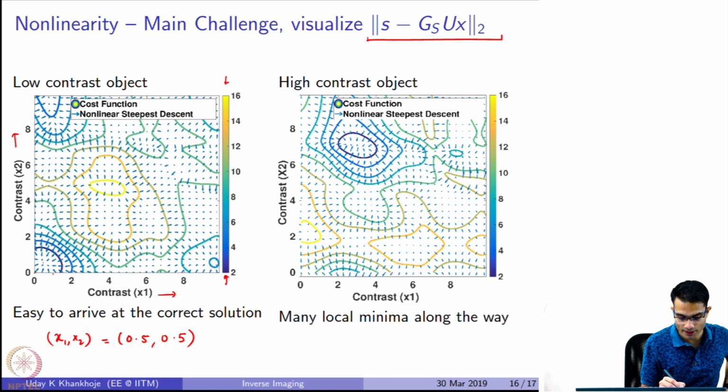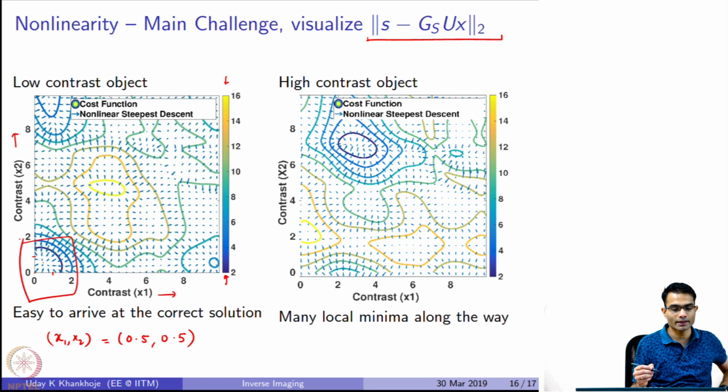If I had started from, let's say, 1, 1, would I still go into the correct valley and get the correct answer? Yes, because in this region all the gradients are guiding me to the correct valley. There is only one valley over here, so even if I started from here, these arrows will nicely guide me back. I start anywhere in the neighborhood of that valley, I reach the correct answer.